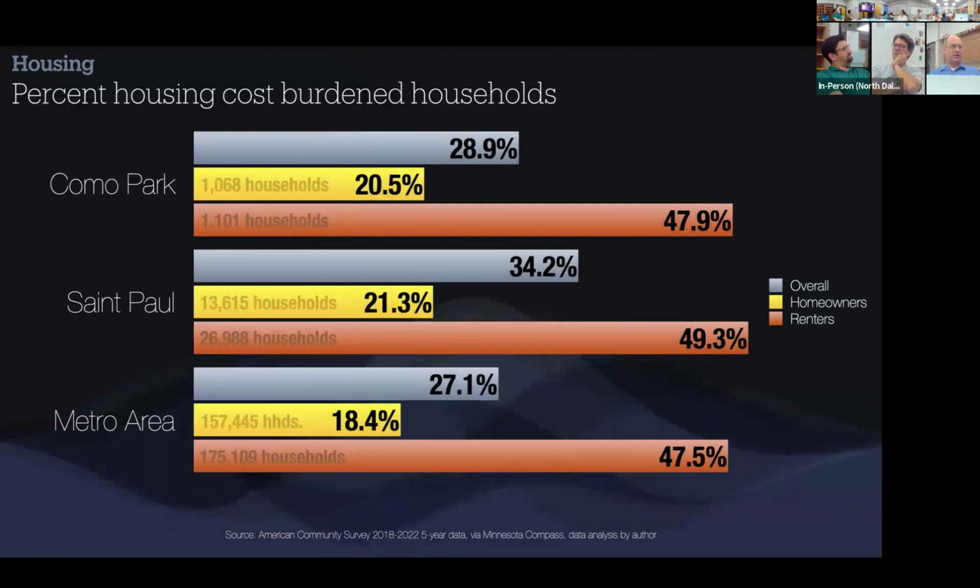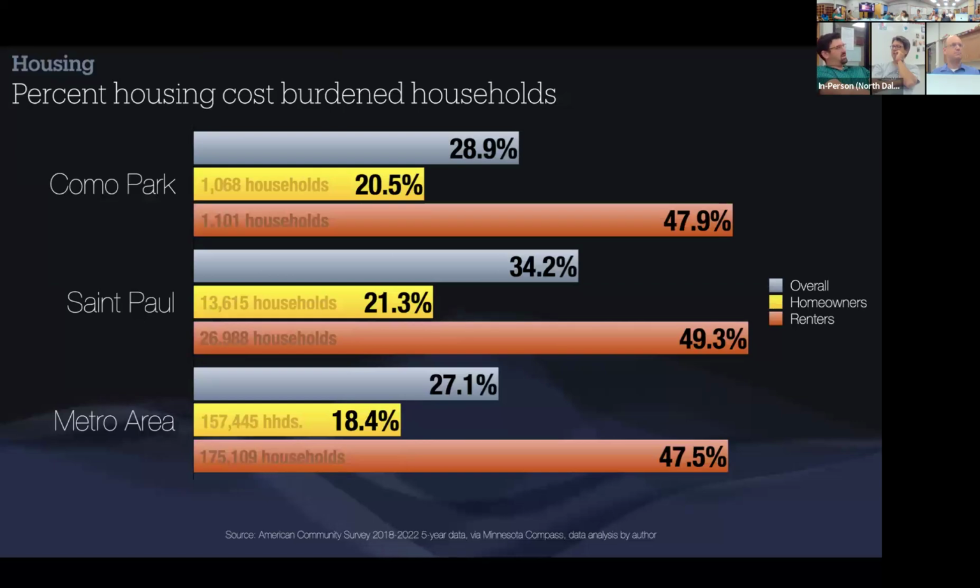Percent of housing cost burdened households. So again, this is the question: can you afford the house you're living in? And from the federal government's perspective, your cost burden is concerning if you pay more than 30% of your annual income in rent and utilities combined. In Como Park, we're roughly in line overall. That's the gray bar with the metro area.